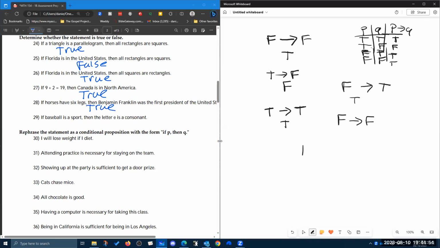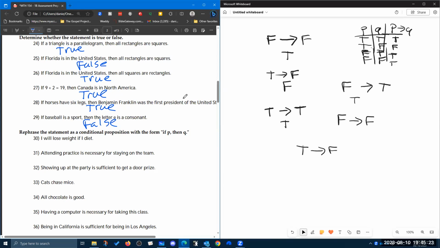If baseball is a sport, that's true, then the letter E is a constant, that's false. True implies false is false. Okay, so that's going to be some tricky things. You're not just going to look at that and decide off of a gut reaction of, oh, part of that is false, so it's all false. You're going to have to look at it with the if-then truth table.